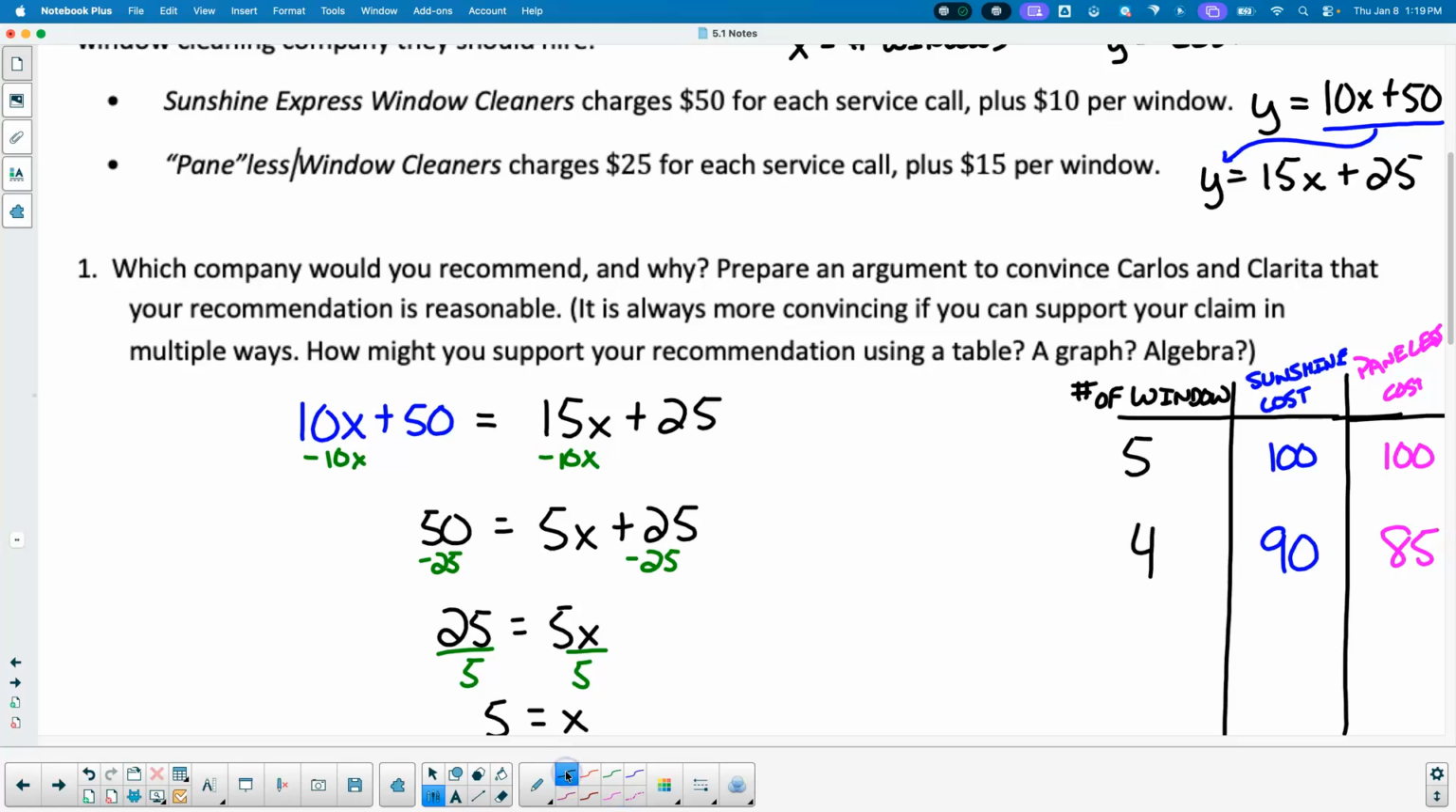What if there's 6 windows in the shed? Do we agree with 110 for Sunshine Express? 6 times 10 is 60, plus 50 is, yep, okay. How much for Painless? 115? Do we agree with that? Yeah? Okay. Make me an argument based off of that now as to which one we should go with.